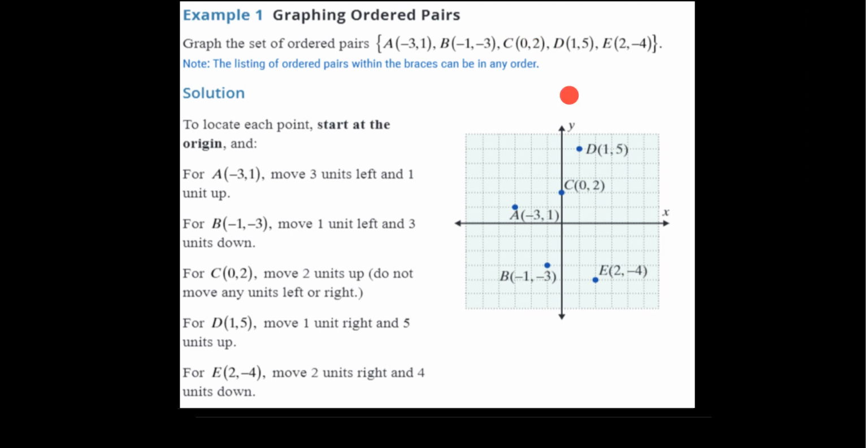D is 1, 5. Again, 1 for the x, 5 for the y. I go to the right 1, and then up 5. 1, 2, 3, 4, 5. And then E, 2, -4. I'm sorry, go to the right 2. 1, 2, and then going down 4. 1, 2, 3, 4. That's how we graph ordered pairs.